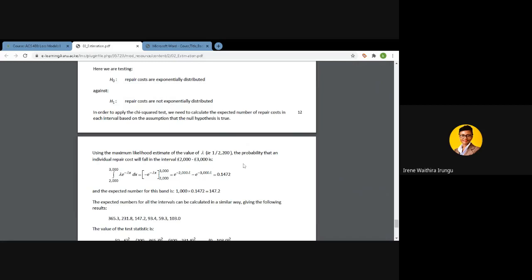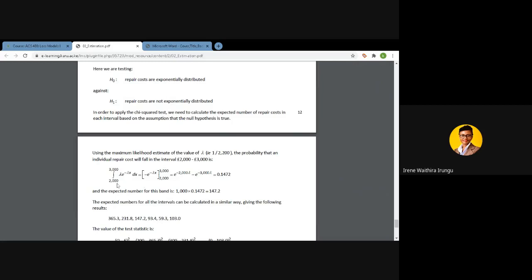What this exponential distribution will do for us is simply estimate the probability that a claim lies in this particular interval. And once you get that probability, then you can multiply it with the sample size to get the expected number of claims that will actually be within this particular band. So this is our exponential PDF. We're going to be integrating it for the corresponding limits of the repair cost, so that we are able to tell what's the probability that an individual repair cost will actually fall in that category.